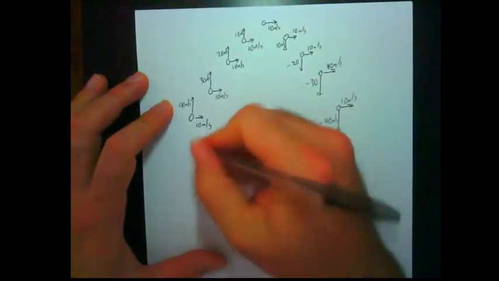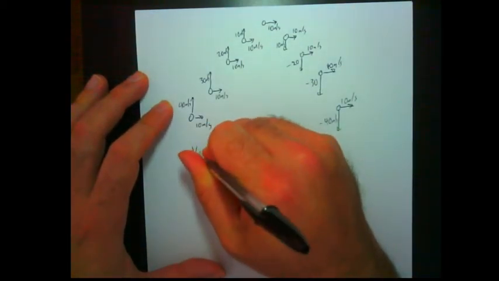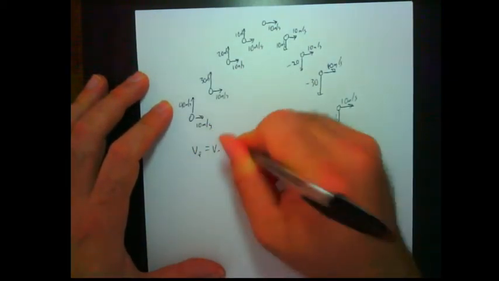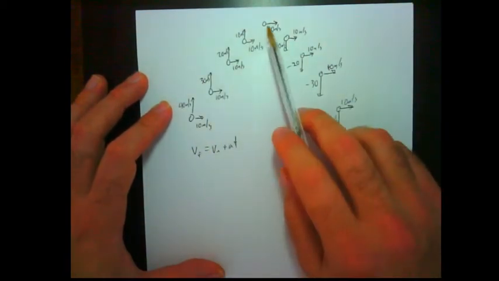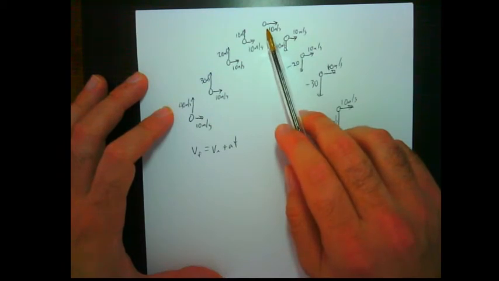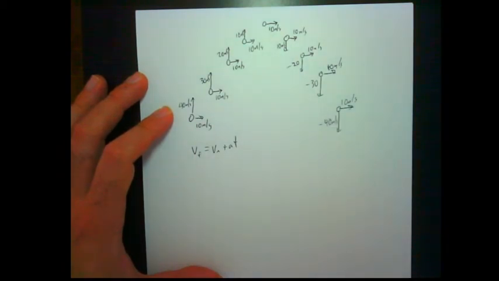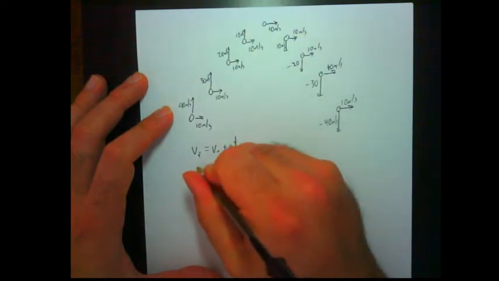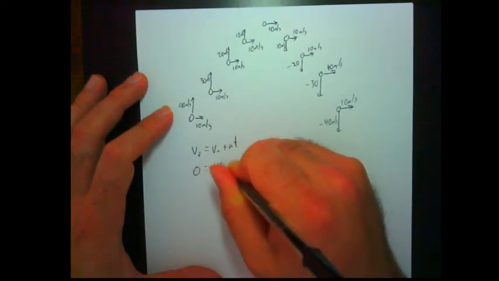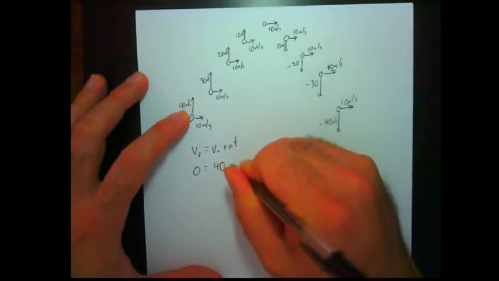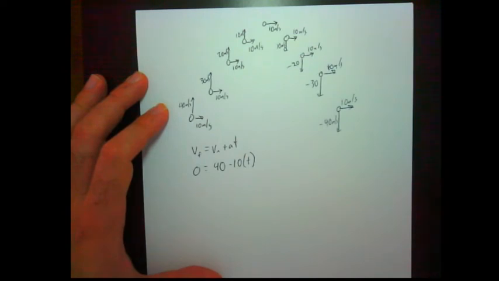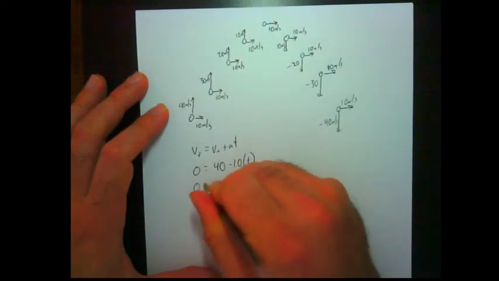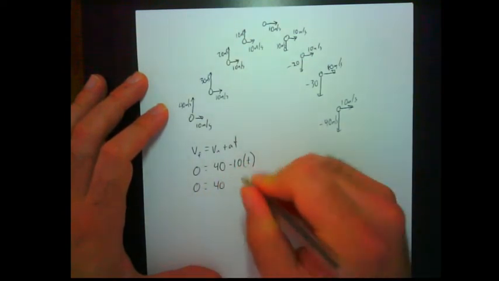Let's put that in formula terms. Final velocity equals the initial velocity plus acceleration times time. We know that the final vertical velocity at the apex will be 0. We're only worried about vertical right here. 0 equals 40 minus 10 times t. How long does it take to get to the apex? 0 equals 40 minus 10t.